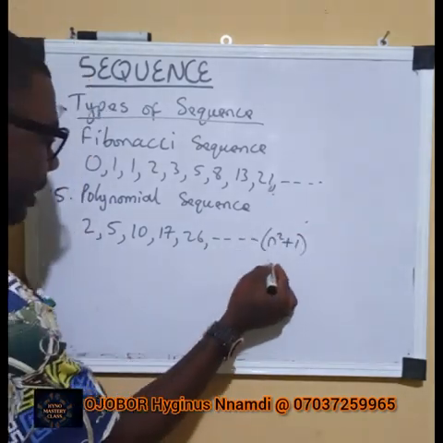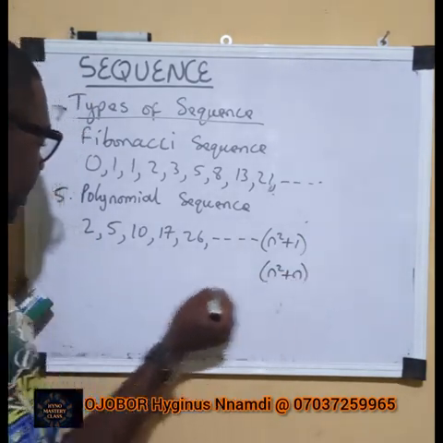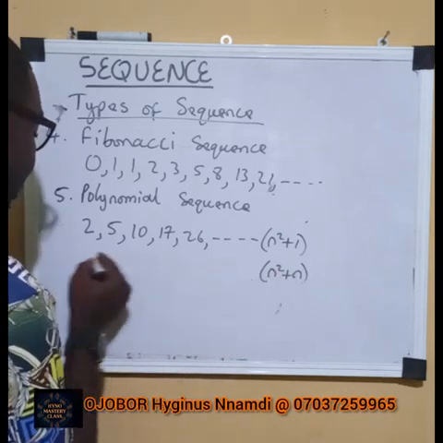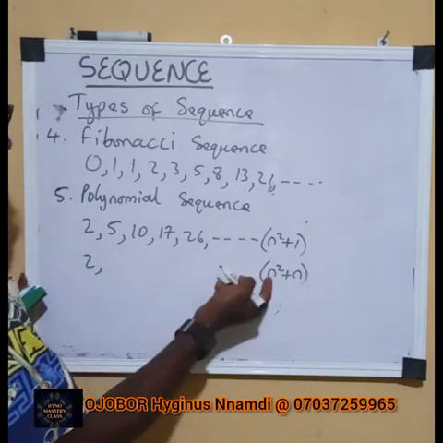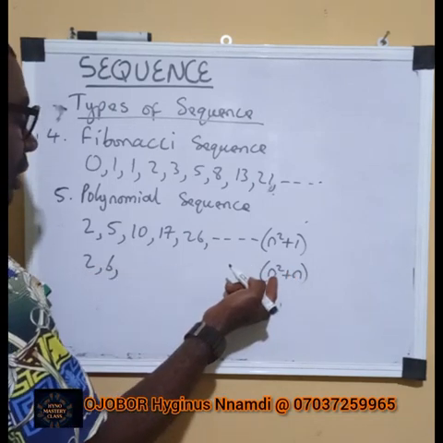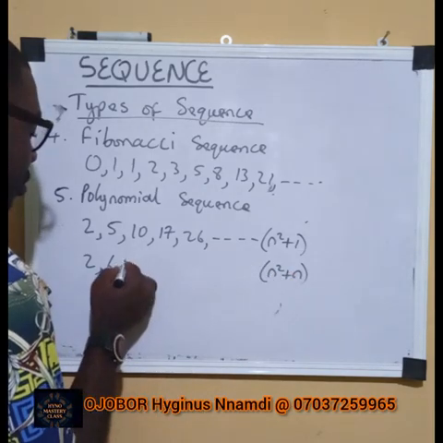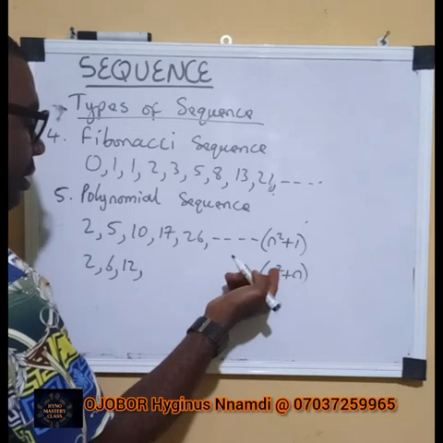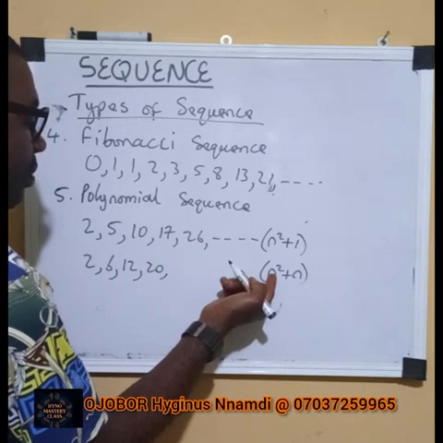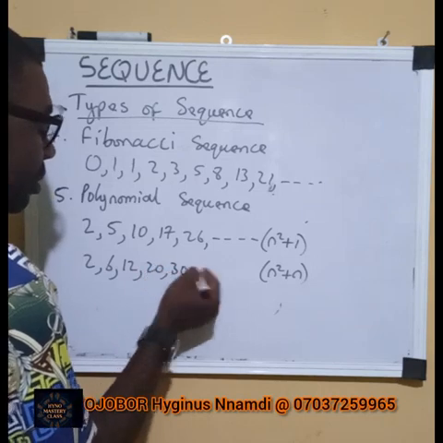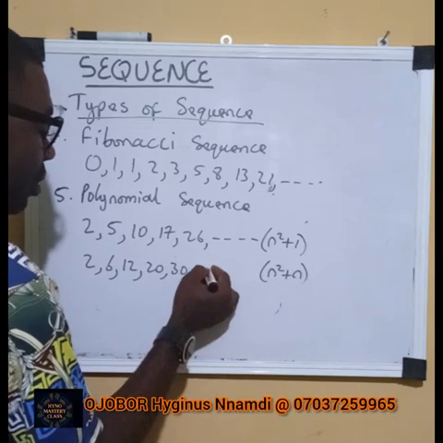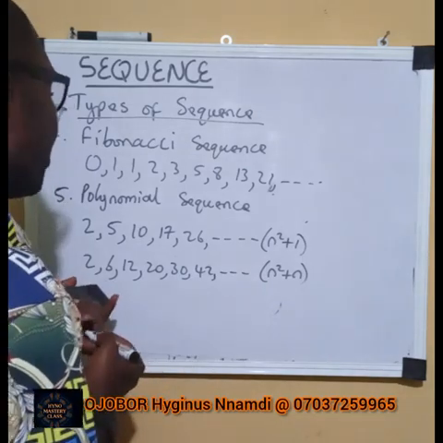So if I'm using a formula like, say, n squared plus n, for instance, in this type of sequence, let's say the first term is 1, substitute 1 here, 1 squared plus 1 is 2. For 2, 2 squared is 4 plus 2 is 6. We substitute 3 here, 3 squared is 9 plus 3 is 12. You substitute 4 here, 4 squared is 16 plus 4 is 20. Substitute 5 here, 5 squared is 25 plus 5 is 30. Substitute 6, 6 squared is 36 plus 6 is 42. So in that order. This is what you call polynomial sequence.